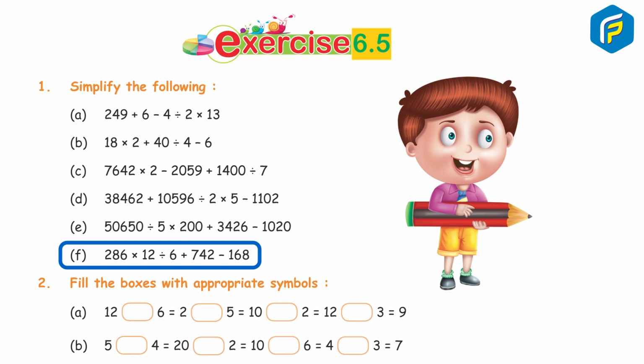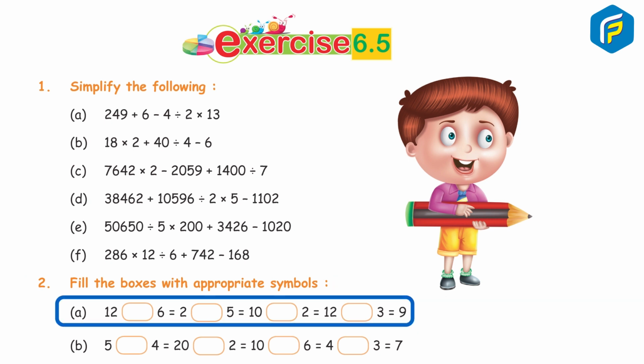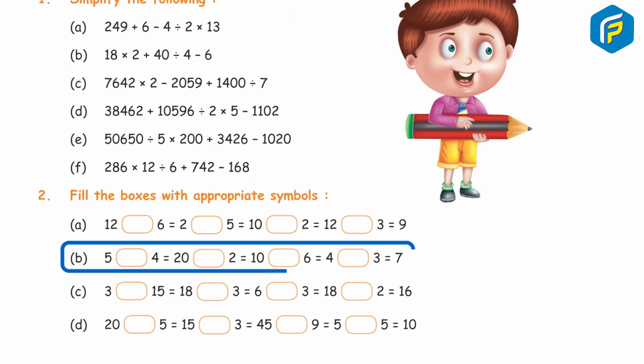Answer 1146. Question 2. Fill the boxes with appropriate symbols. A. 12 divided by 6 is equal to 2, into 5 is equal to 10, plus 2 is equal to 12, minus 3 is equal to 9. B. 5 into 4 is equal to 20, divided by 2 is equal to 10, minus 6 is equal to 4, plus 3 is equal to 7.